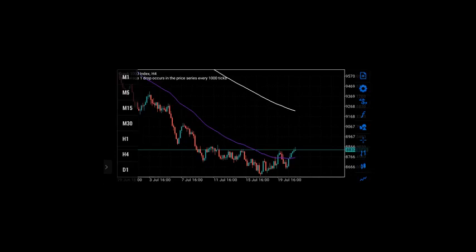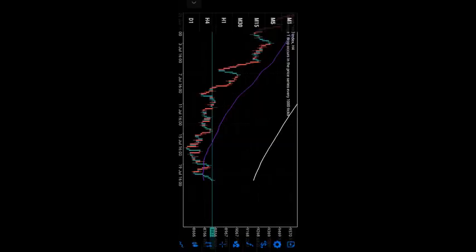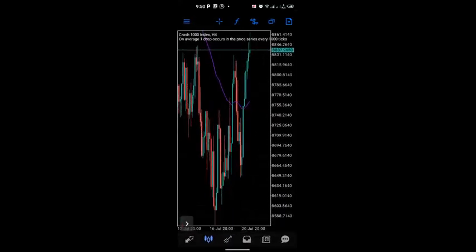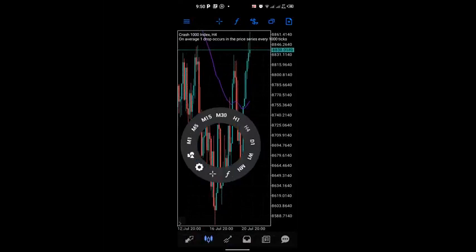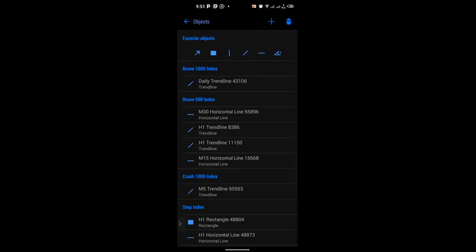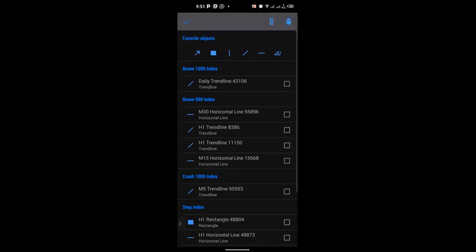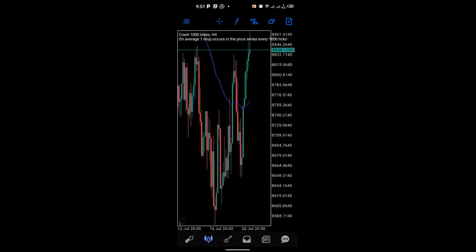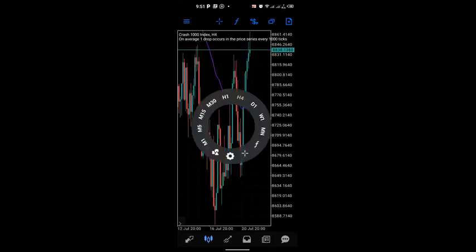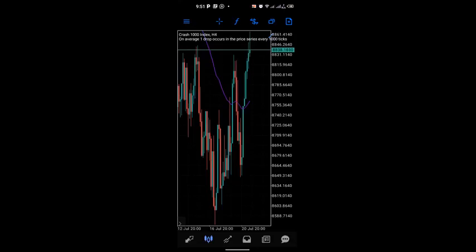Now, if the phone is turned horizontal or vertical, you press on the chart, you take the shape, then you take the trend line. Let me just clear all. Okay. So on 4 hour, I want to draw a trend line. I'll press on the chart, take the shape tool, click on the trend line, and then draw this.